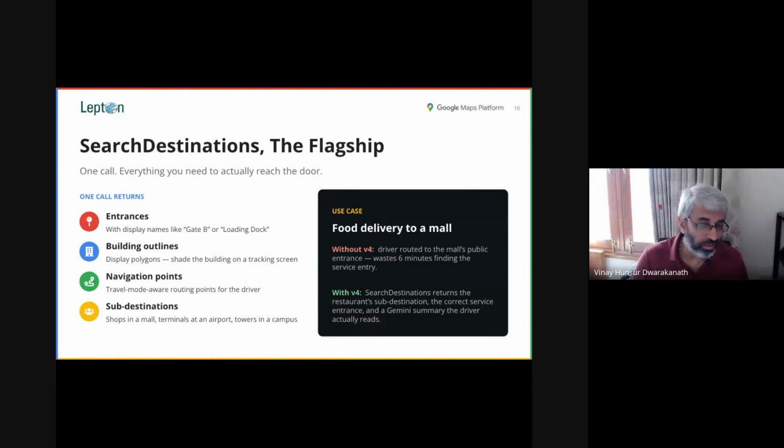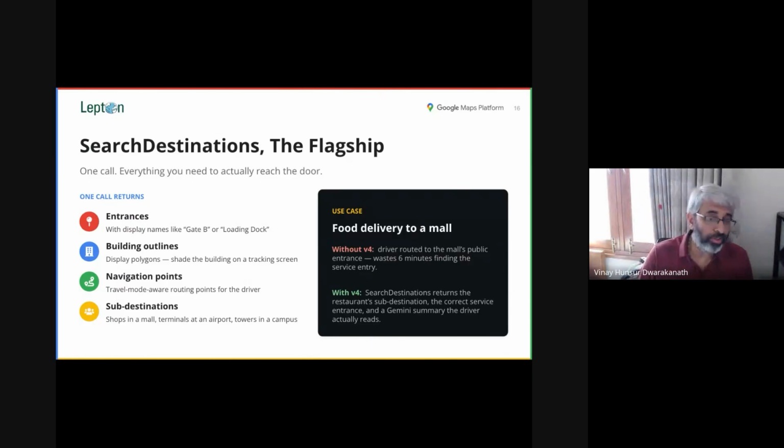Very important distinction. Navigation points are the third piece: the exact point your driver should drive to, and the API will give you different points for different travel modes. One for cars, one for bikes, one for walking. Again, very important. Just note the level of detail the destinations are going into. And then there are sub-destinations. Every shop in a mall, every terminal in an airport, every tower in a corporate campus.